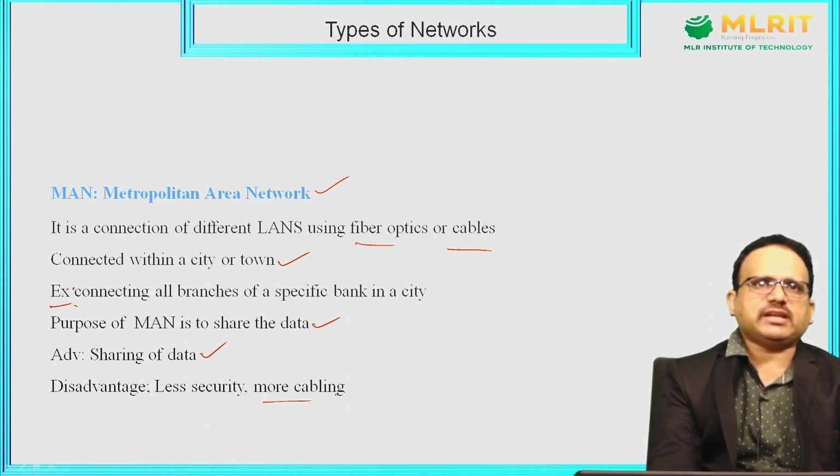The best example for the metropolitan area network is the connection of all branches of a specific bank in a city. Not only a bank, if we consider any organization, all the branches will have a connection with that single organization. This is about metropolitan area network.